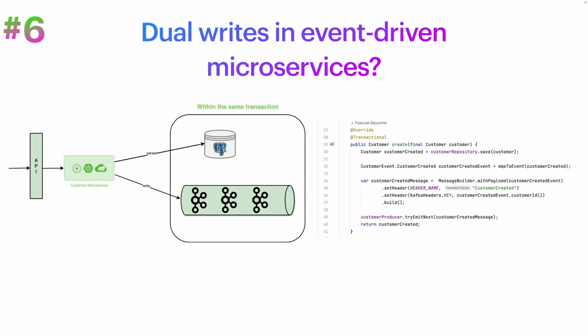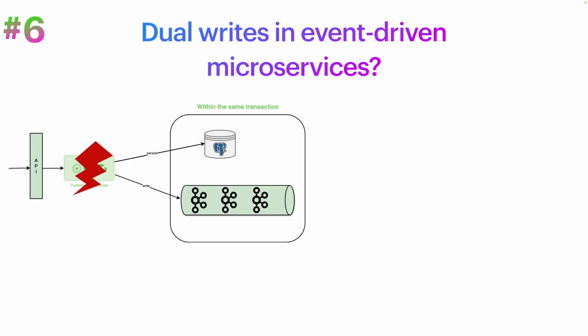This is what we call dual writes. Dual writes is a situation when your application should write data into different destinations or systems, which in our case are database and Apache Kafka. Okay, dual writes. So now let's suppose that we have an exception in our microservice.